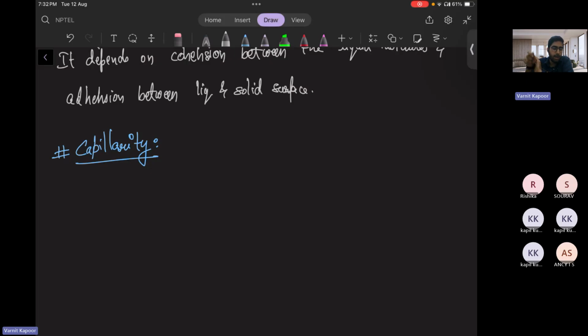And it is basically because of the presence of cohesive forces. Surface tension is because of the presence of cohesive forces, whereas capillarity is because of the presence of cohesive and adhesive forces. Okay. So let me write first of all the points.